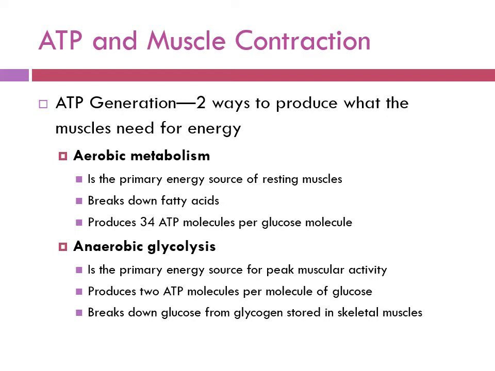ATP can be generated in two ways within our body, through aerobic metabolism and through anaerobic metabolism. Aerobic metabolism utilizes oxygen. It breaks down fatty acids and glucose, and it produces 34 molecules of ATP per 1 molecule of glucose that gets broken down. This is the primary source of energy for resting muscles. So if you're just kind of hanging out, aerobic metabolism all the time.